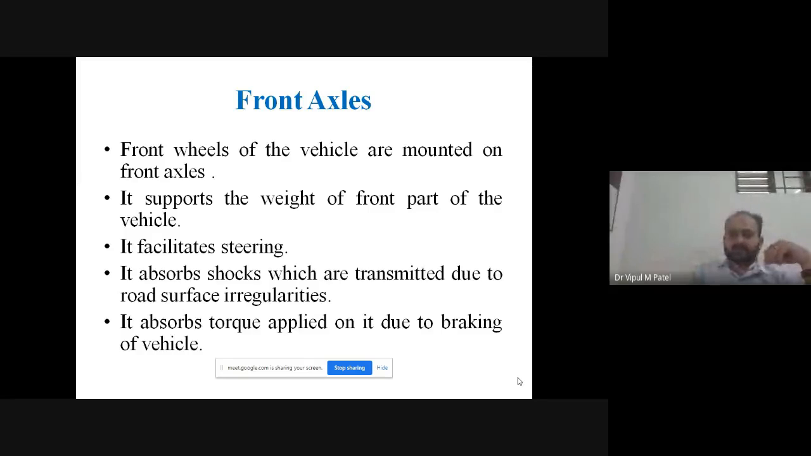And it absorbs the torque applied on it due to the braking of the vehicle. So now you can see the dead axle. What is a dead axle? Dead axles are those axles which do not rotate.